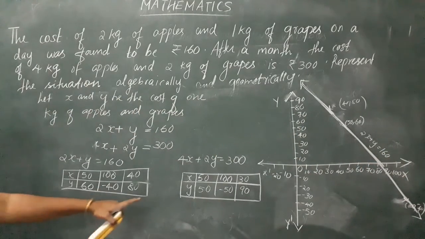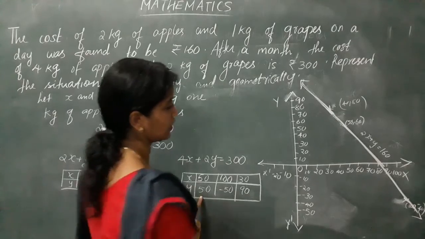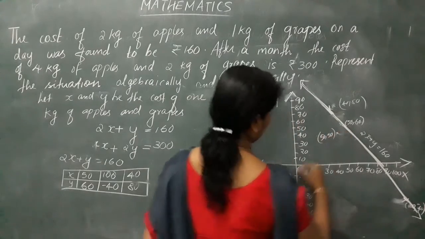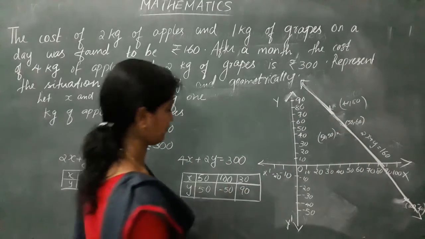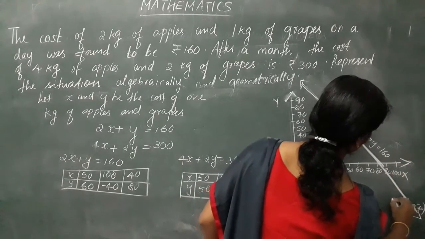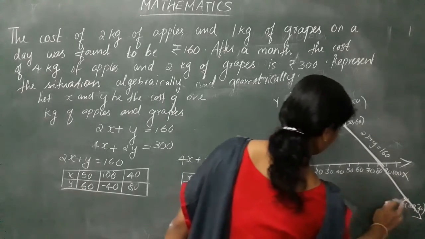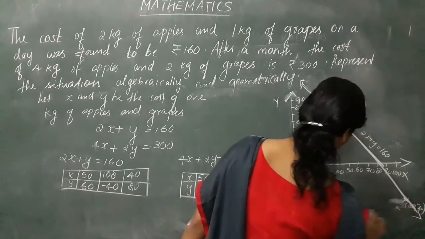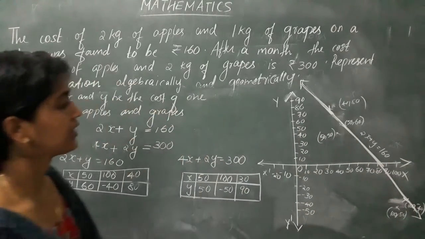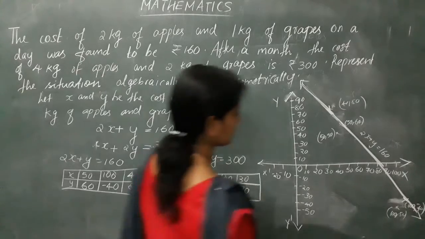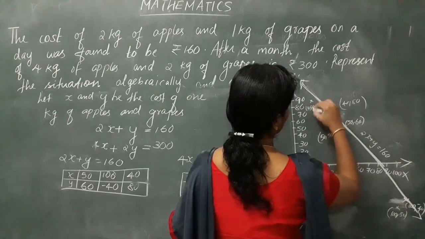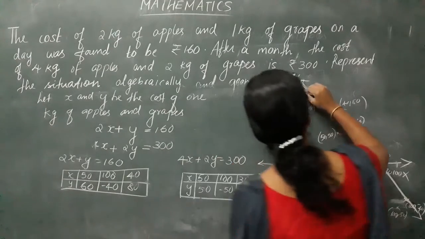Next we have to represent the next one. So the point is 50, 50. First one here almost. It is 50, 50. And then 100, minus 50. When it is 100, it is minus 50. Then next point it is 30, 90. When it is 30, it is 90. Then join the points using the line.